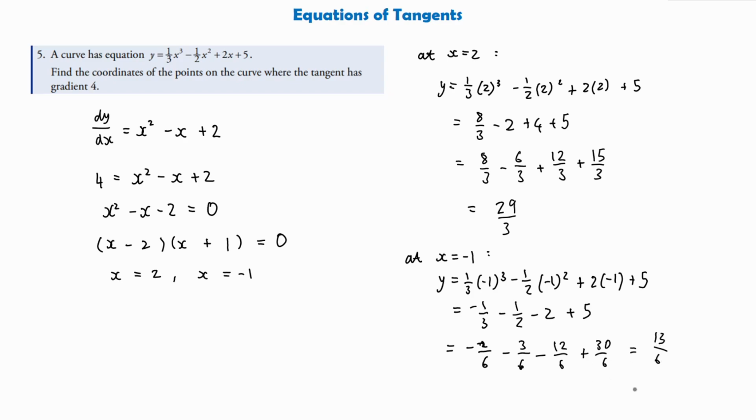So a bit of working with fractions here, and we can just say down here, the points are, when x is equal to minus 1, y is going to be 13 over 6. And when x is equal to 2, we get 29 over 3. So a bit of working with fractions in this question to work out the points. And it's still to do with the equation of the tangent, but just a little bit different worded and working at different things at different times.